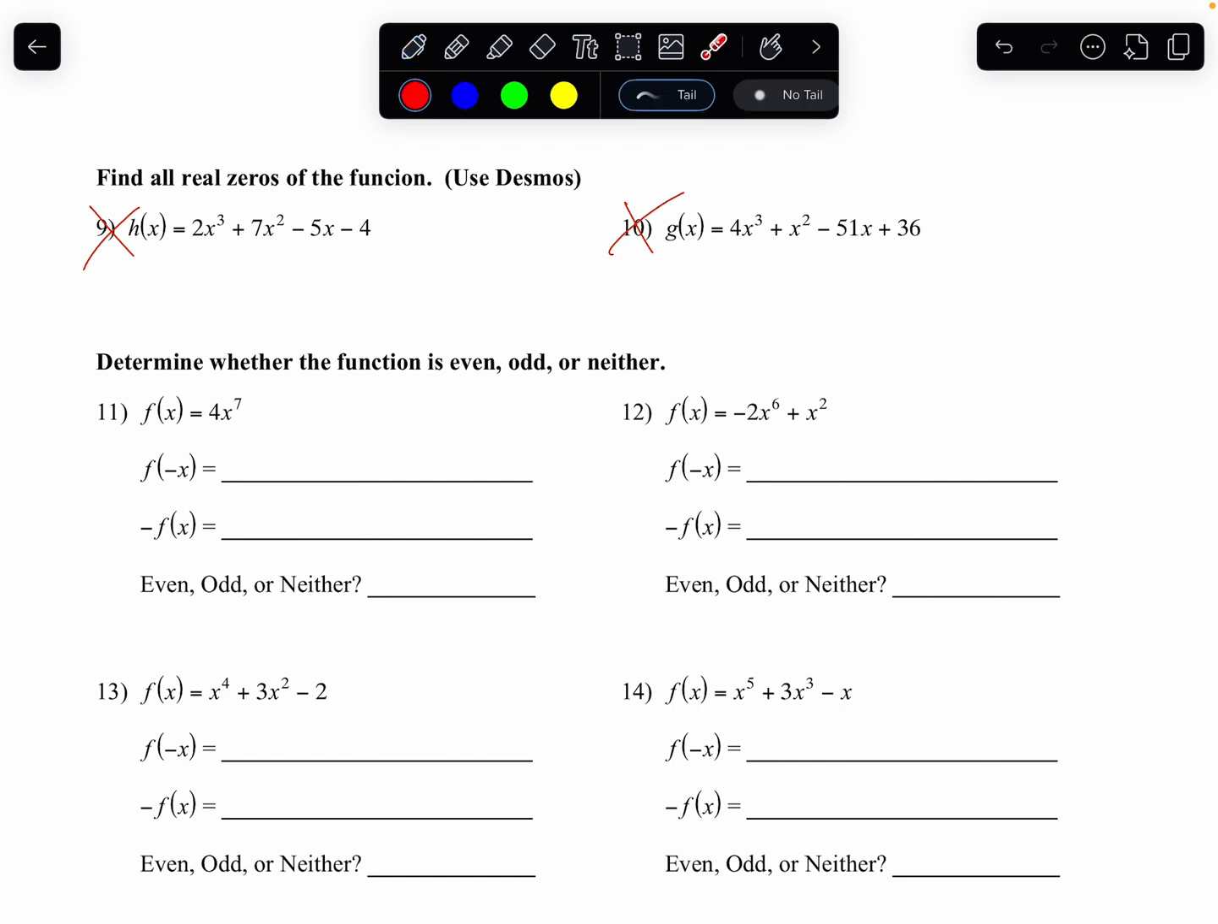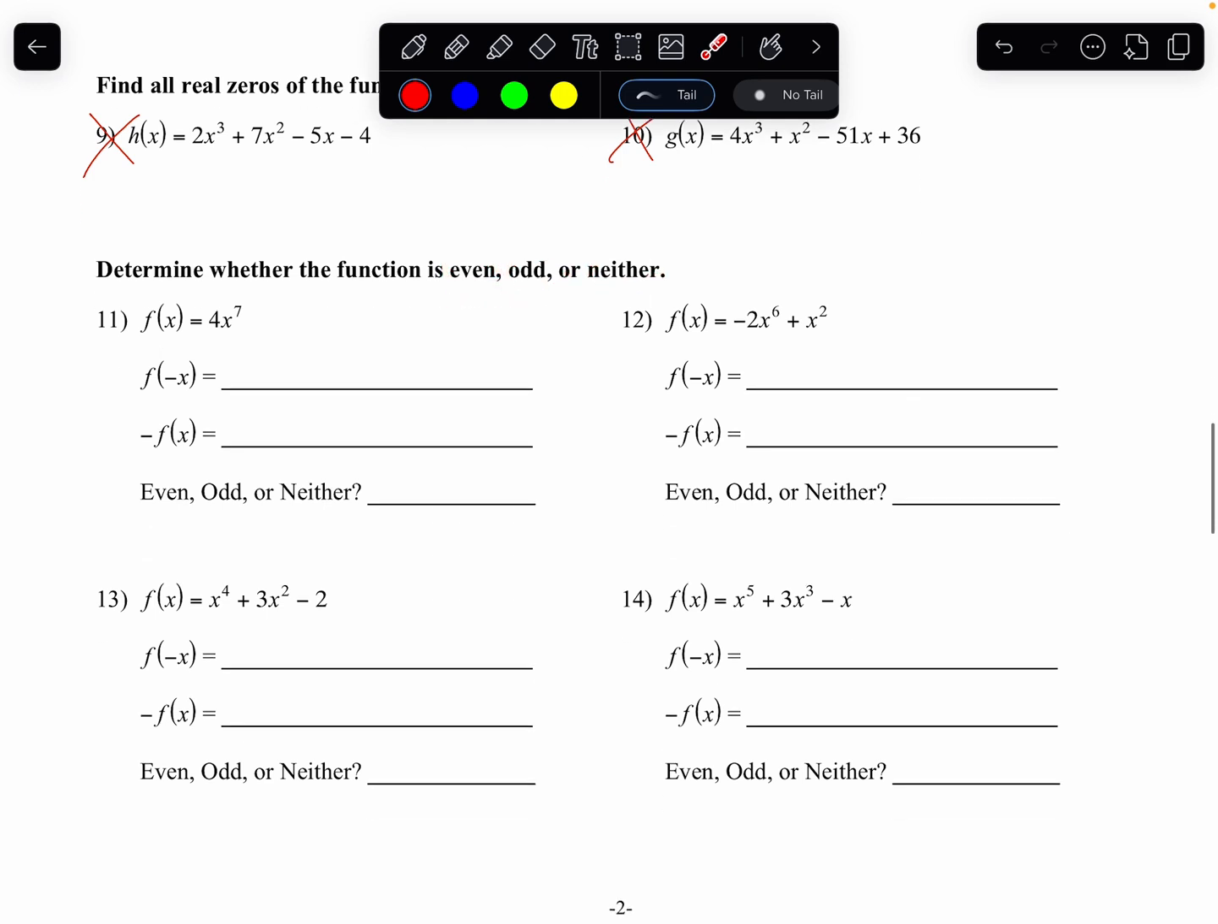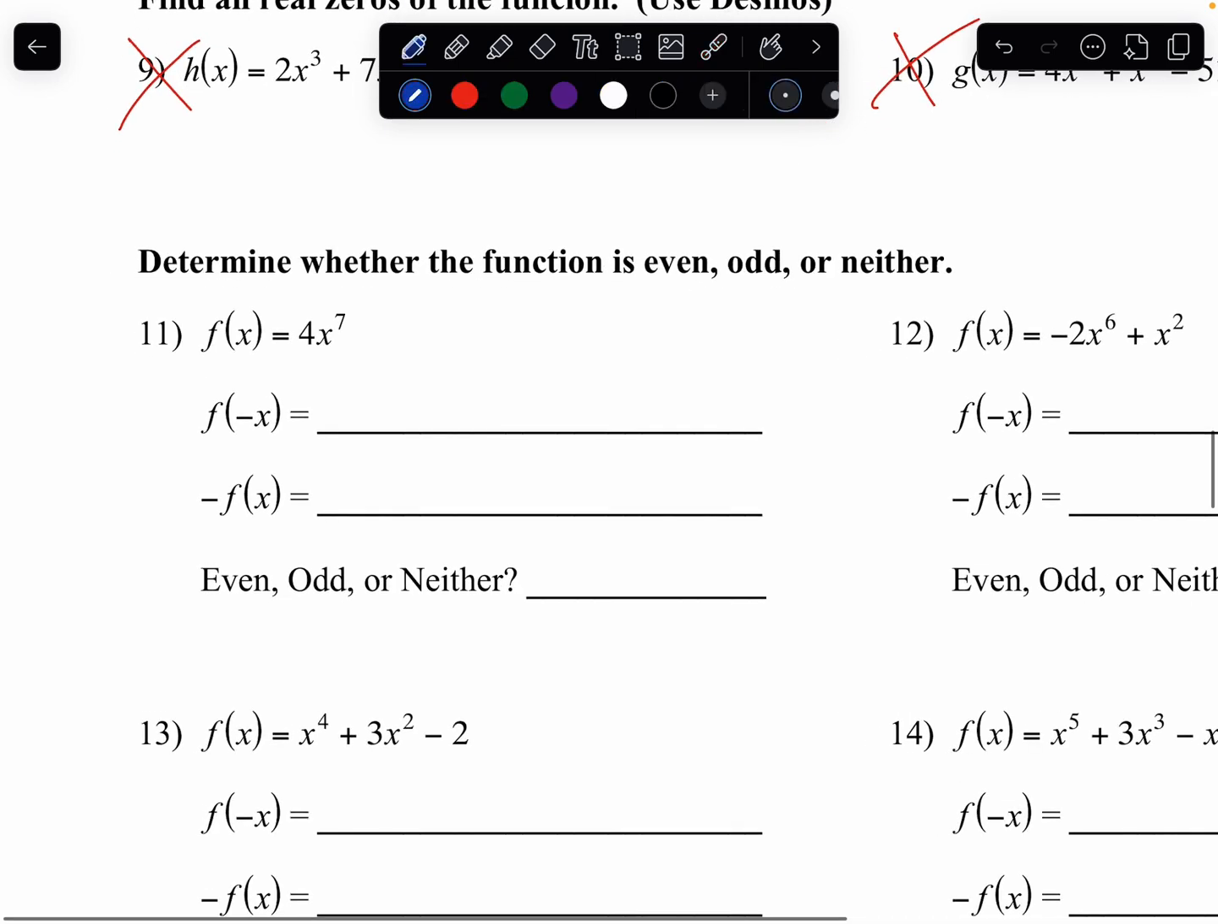Okay, so for 11 and these ones right here, we're trying to see if the function is even, odd, or neither of those. So we're going to check and see. This right here is checking to see if it's even, and this is going to be needed if we're going to see if it's odd, okay?